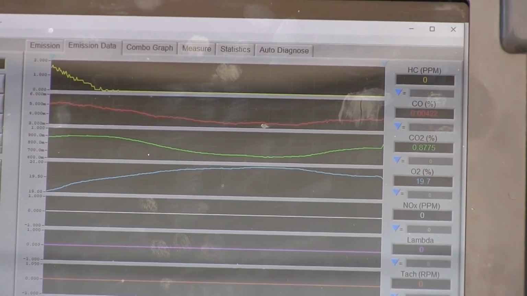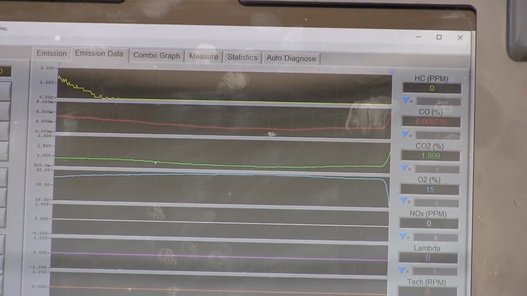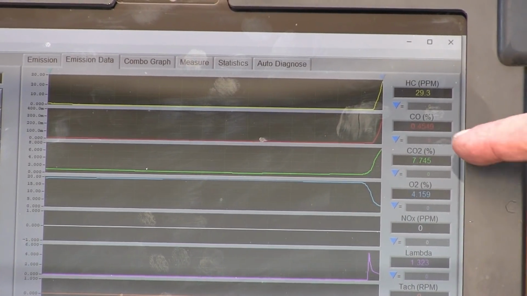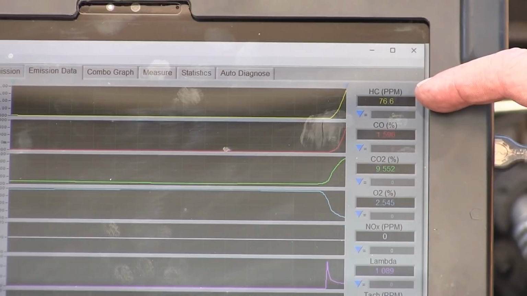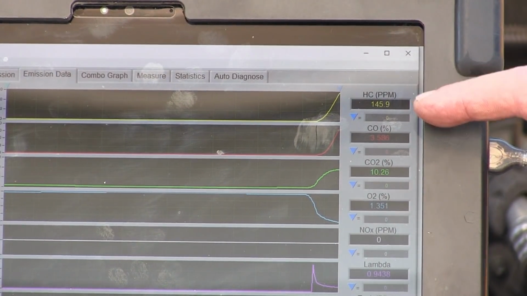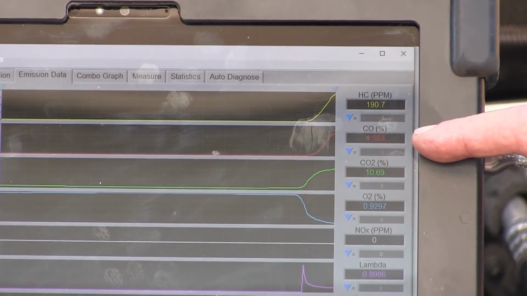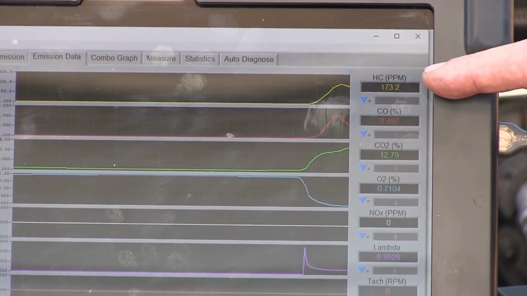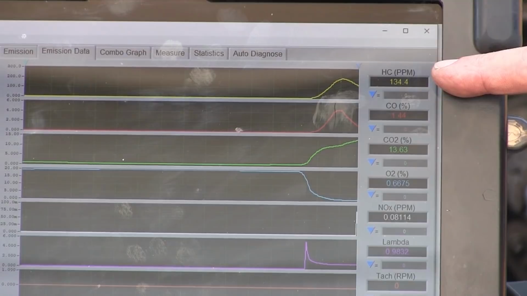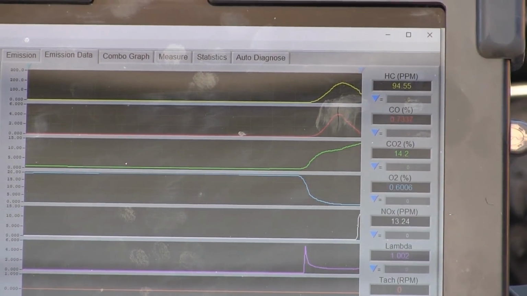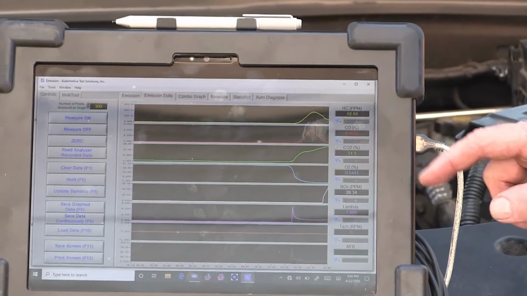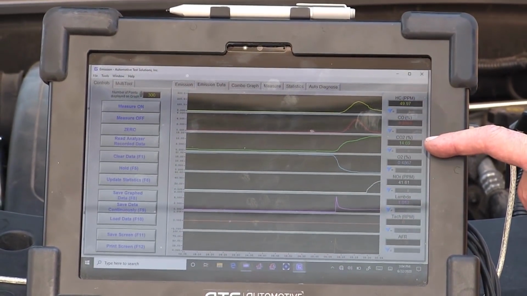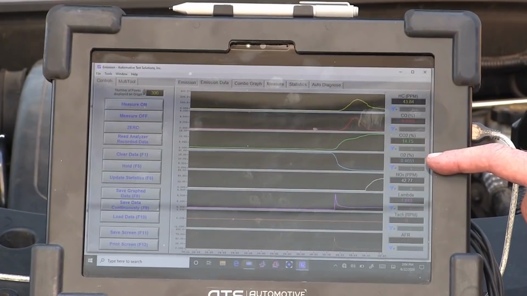Okay, first off, it started really easily, which tells me that we're not that rich. But what we're going to do is we're going to confirm it. What we want to watch right here is the hydrocarbons, but we also want to watch the CO and the CO2. Now, if we watch the hydrocarbons, basically we have got up to 140, not very much. The CO also stayed low. CO2 came up and the oxygen fell.